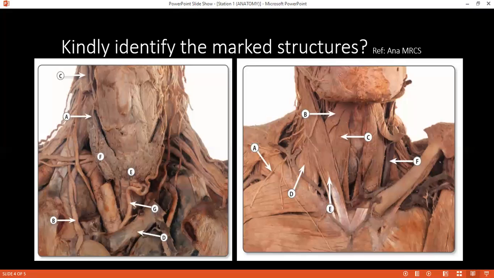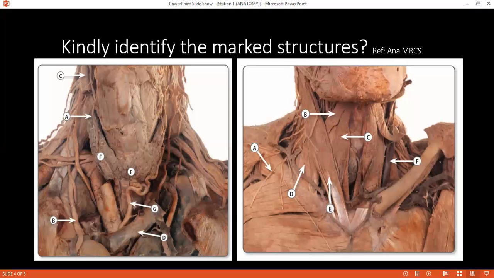Good. Can you please tell me what is the nerve supply of the thyroid gland? The thyroid gland is supplied by the recurrent laryngeal nerve.